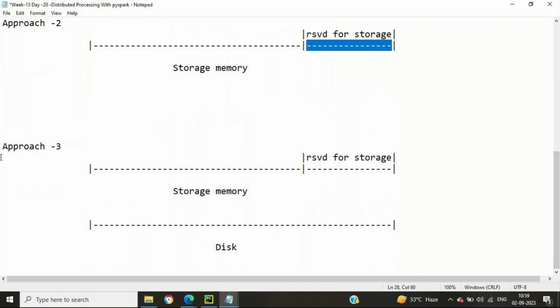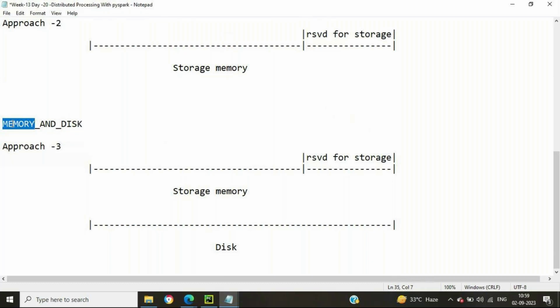Now, approach number three. Say I'm having this particular portion for the reserved memory, which will be utilized for the storage memory in order to cache the intermediate result. But I'm having more data that I want to cache. So in this particular case, we use the persist storage level, like memory and disk. If you are able to recall, memory and disk. So over here, I'm going to utilize the mixed approach.